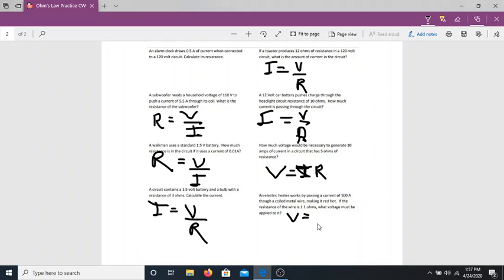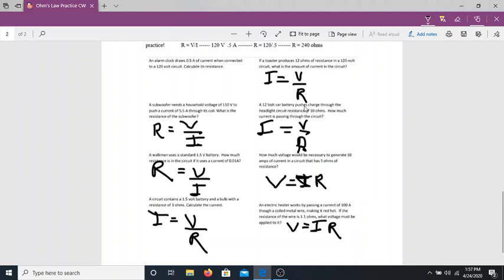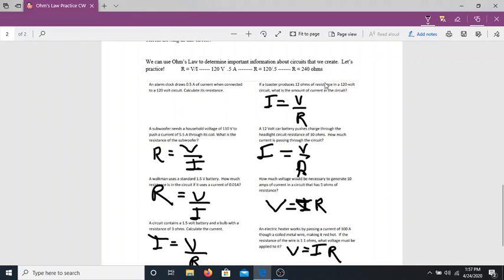Now, at this point, going through all these things, we can see what we need to solve for. So for the first one, working down, we start with the toaster. It's got 12 ohms of resistance and a 120 volt circuit. So V would be 120, resistance would be 12 ohms. So looking at that, the current would be about 10 amps.